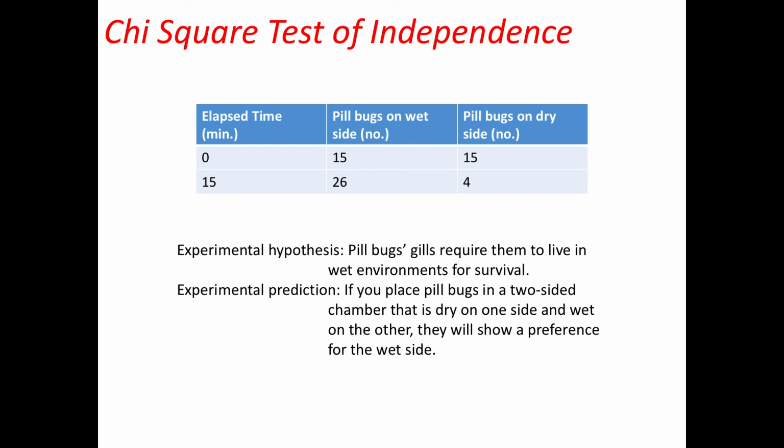The data are shown in the table here. The experimental hypothesis states that pill bugs' gills require them to live in wet environments for survival. The experimental prediction is that if you place pill bugs in a two-sided chamber that is dry on one side and wet on the other side, they will show a preference for the wet side. Make sure you identify what the null and alternative hypotheses are. You can use RStudio, but be sure to also work through how to identify the critical value and set your rejection region so that you understand what the p-value that RStudio gives you means.